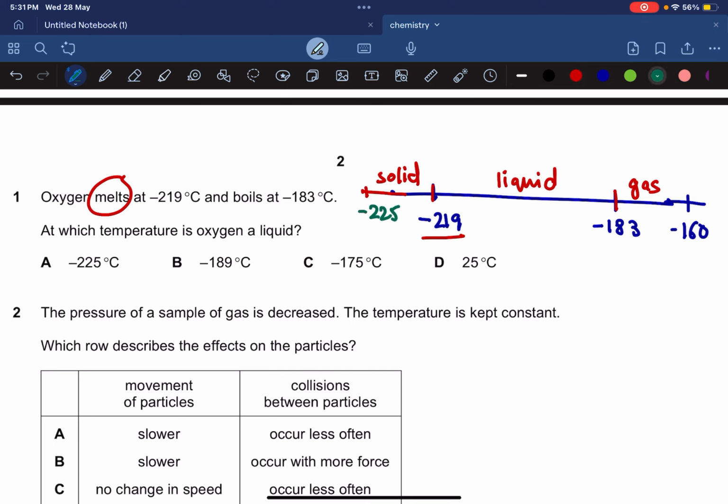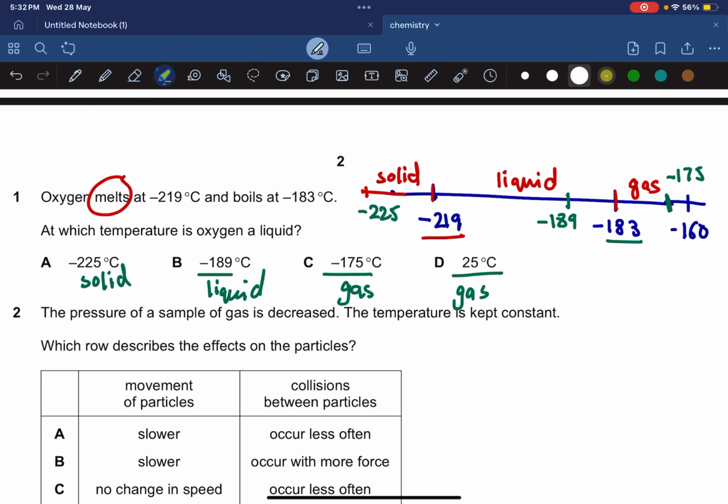Then we have negative 175. It's going to be ahead of negative 183. Over here it's going to be a gas. Negative 175 is a gas, and 25, obviously it's going to be a gas. So the only temperature at which it's liquid is option B, because it is between negative 219 and negative 183. That was the major concept in this question.